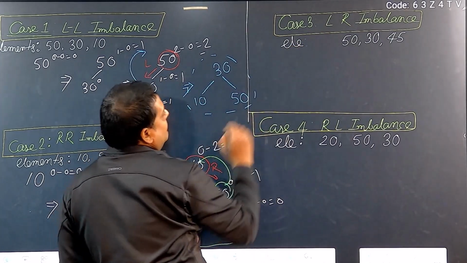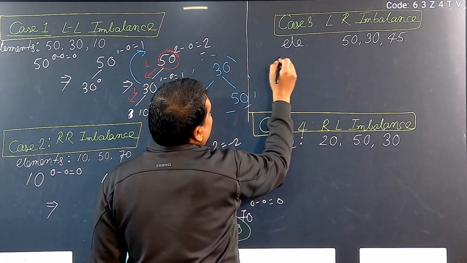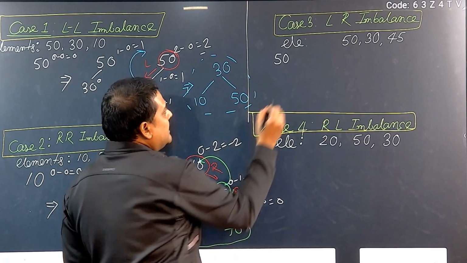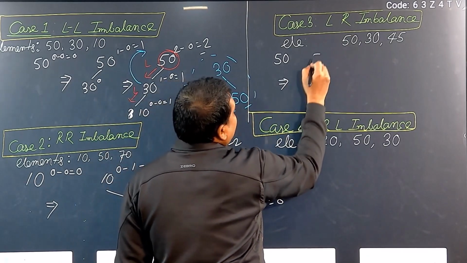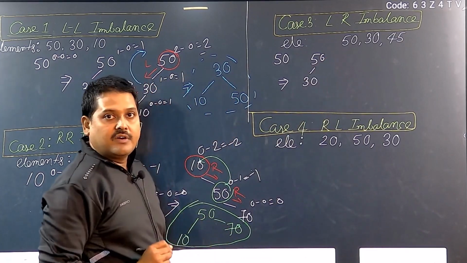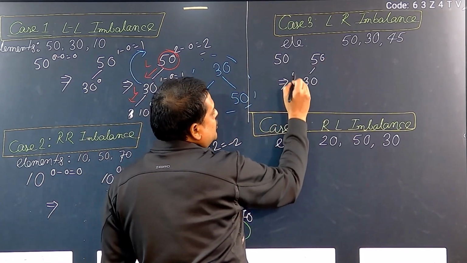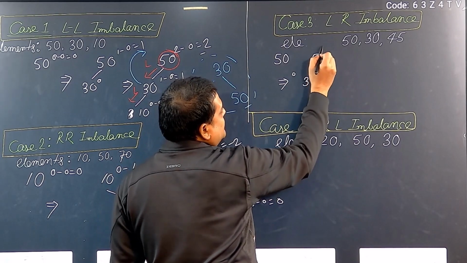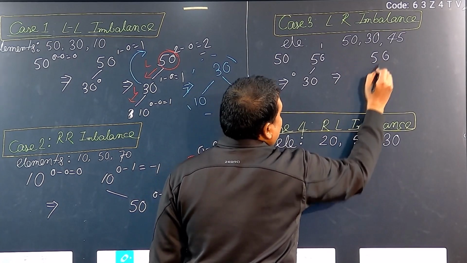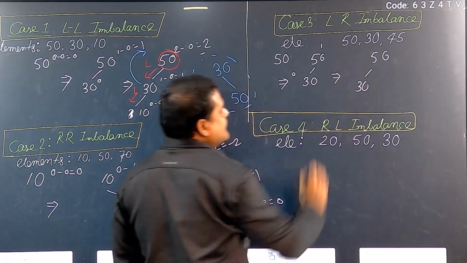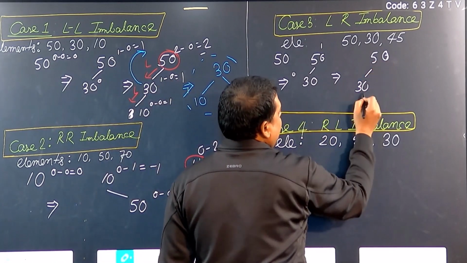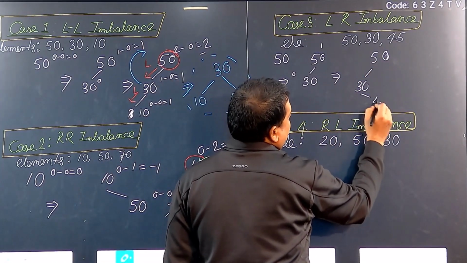So, in case of left right imbalance, 50 is here, for 50 no problem, 0 minus 0 is 0. Then we have inserted 30, 30 is here. For 30 this is 0 minus 0, 0, for this 1 minus 0, this is 1, no problem. Whenever 50 is there, then 30 is there, then what is inserted? 45 is inserted. 45 will be the right child of 30.